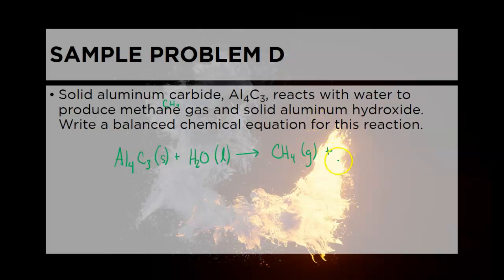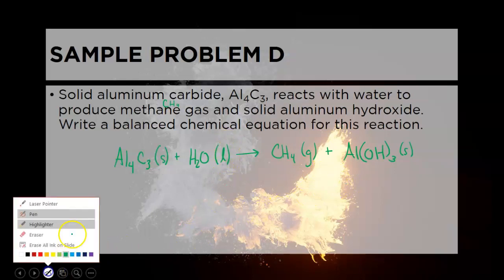And solid aluminum hydroxide. Anybody know the charge of either aluminum or hydroxide off the top of your head? You got it. And then hydroxide is -1. So it's going to be Al(OH)3. We good with that? And then it's solid. Any questions on how we set up the chemical equation?